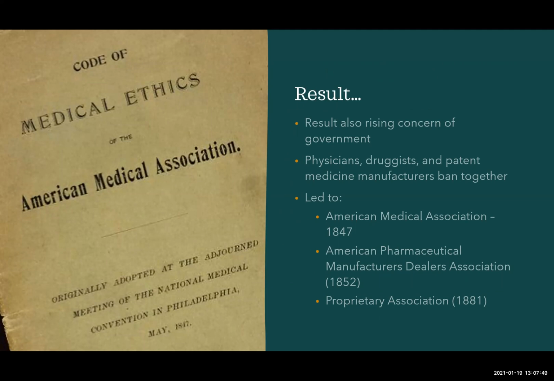This also became a rising concern of our government. Physicians, druggists, and patent medicine manufacturers would start to band together. And this led to the American Medical Association in 1847 and the American Pharmaceutical Manufacturers and Dealers Association in 1852. Of course, and then there's the Proprietary Association in 1881.